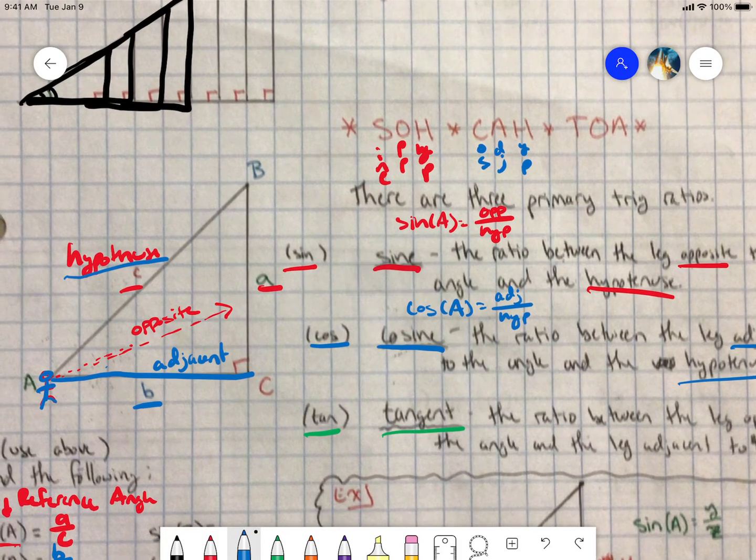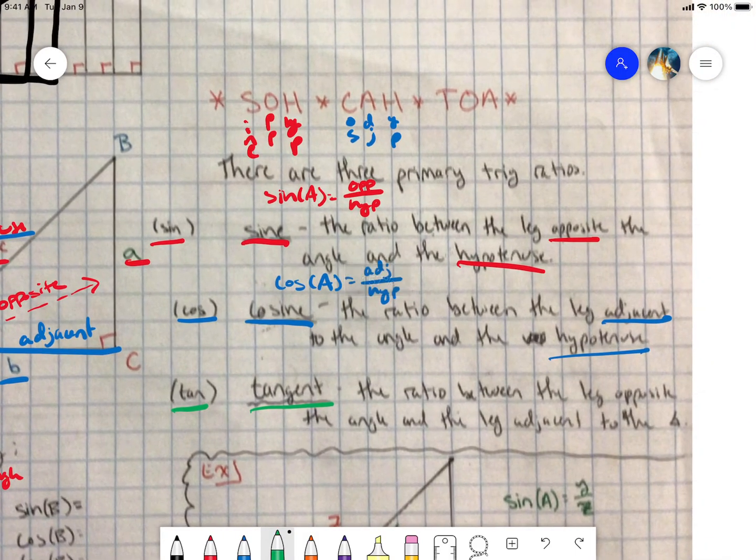All right. And now for tangent. The tangent is now the ratio between the leg opposite to the angle and the leg adjacent to the angle. Like I'm sure you can imagine up here for the TOA, tangent is opposite over adjacent. So if I want to write a ratio for tangent of A, it would be the leg that is opposite over the leg adjacent.